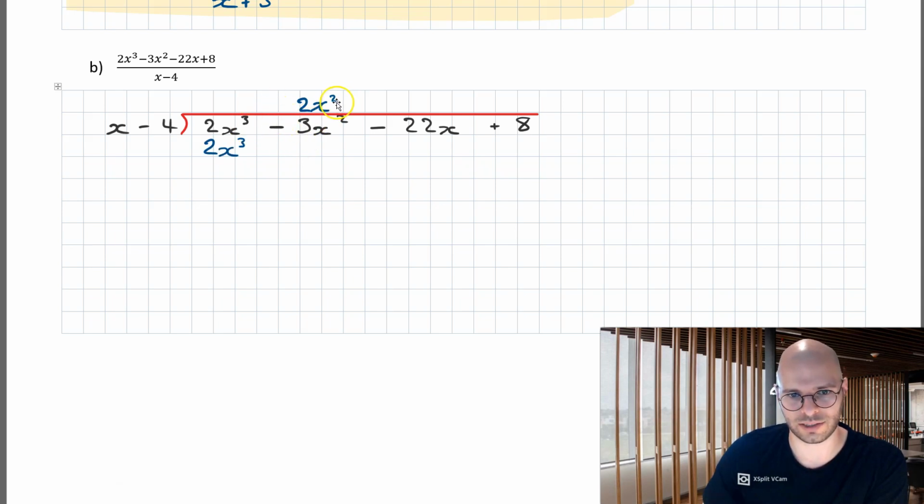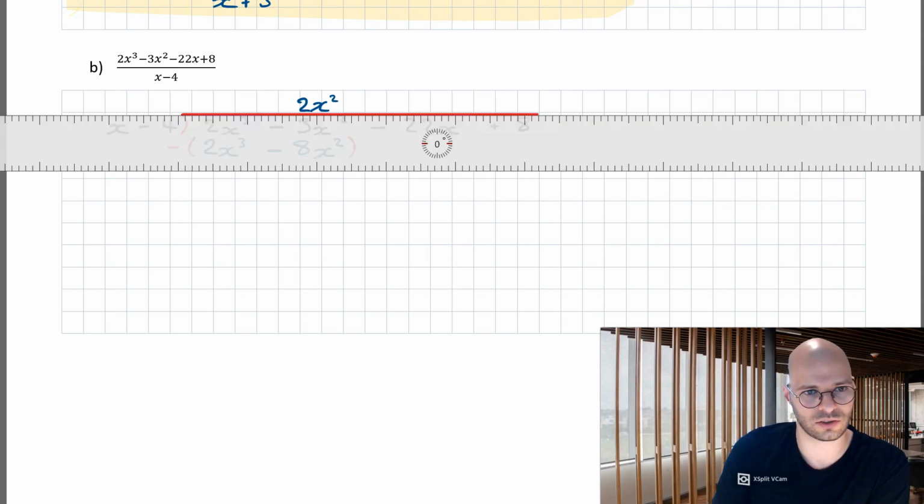Next, 2x squared multiplied by minus 4. Well, firstly, it's going to become a negative. And secondly, 4 by 2 is 8. And then we just attach the x squared. And there's our first bit of multiplication done. We're now going to do subtraction.